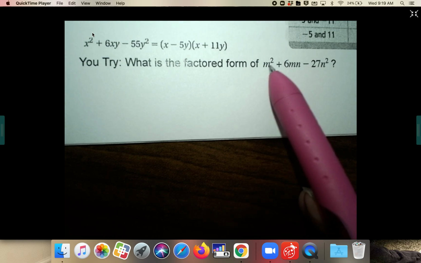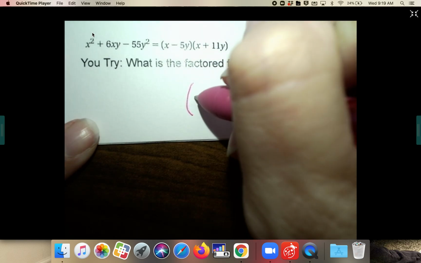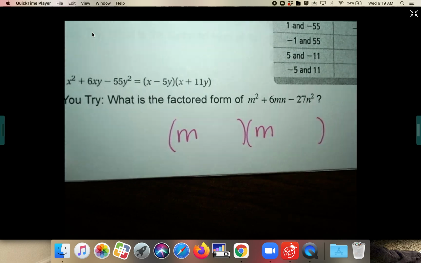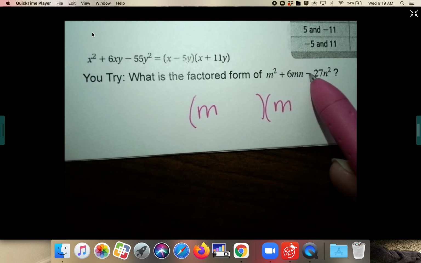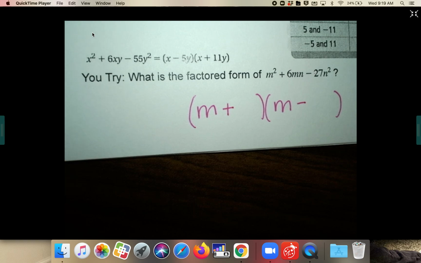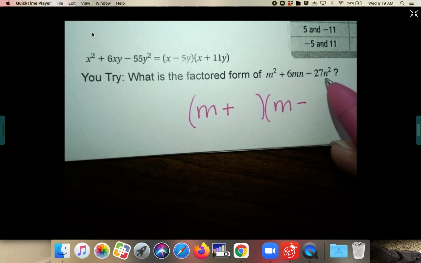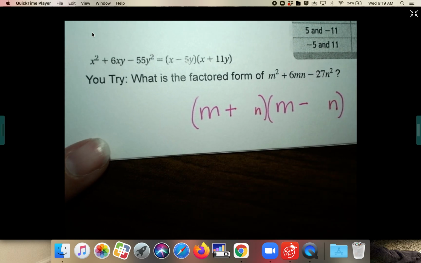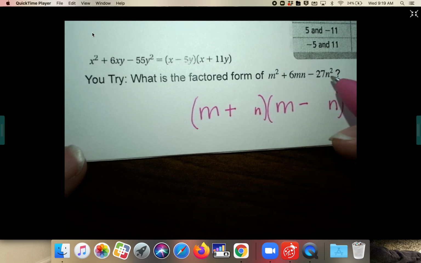So m squared, since the first term is m, that means it's going to be an m at the front of both. And since the last term is negative, in order to multiply and get a negative, you have to have one of each, a positive times a negative. So I can go ahead and fill that in. And since our last term has an n squared on it, that means whatever numbers we get, we're also going to have an n attached to them. Because whatever we get times whatever we get has to also be two n's, so n squared.